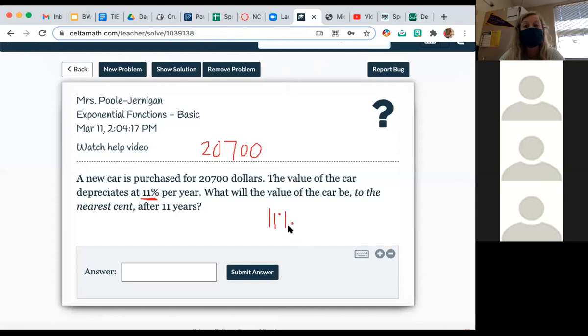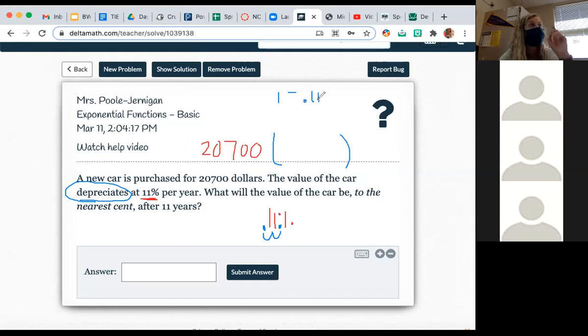So I'm going to change the color. We're going to move it. It's behind the 11 because we can't see it, right? So move it 2 places to the left. So do y'all agree that would be 0.11? And then look, it says the value of the car depreciates. So that means the car's value is going up or down? Down. So to figure out the factor, you have to do 1 minus 0.11.